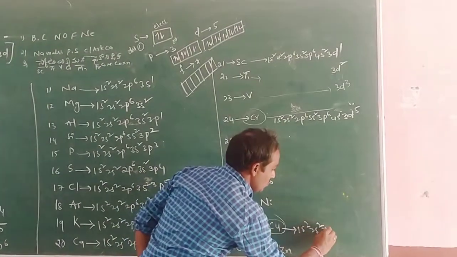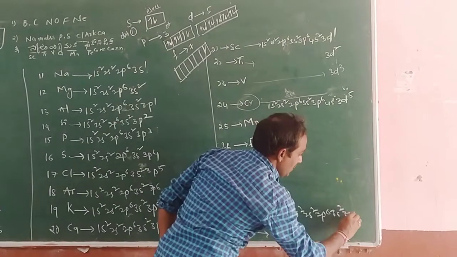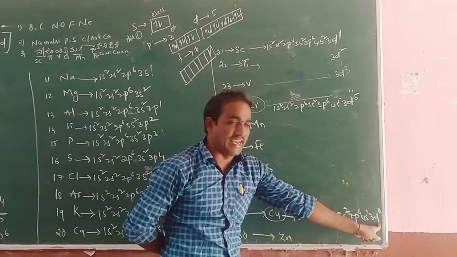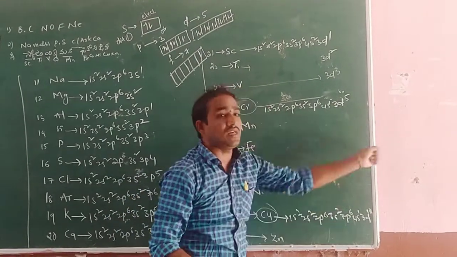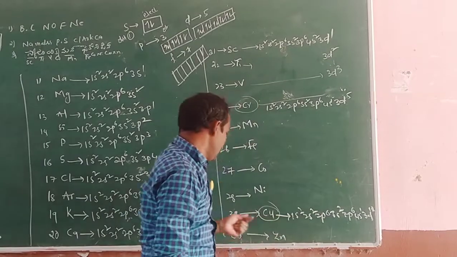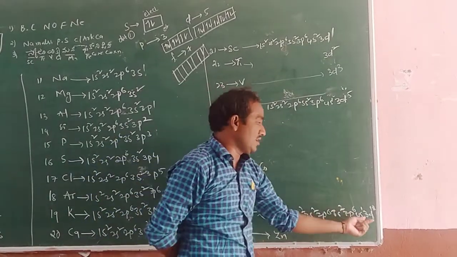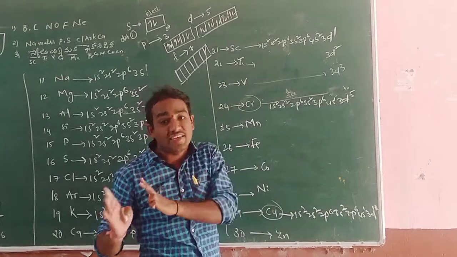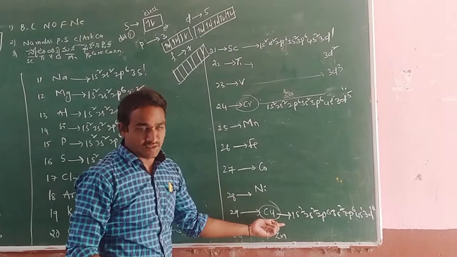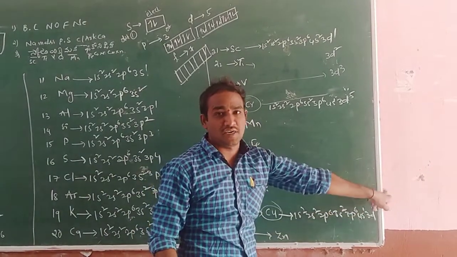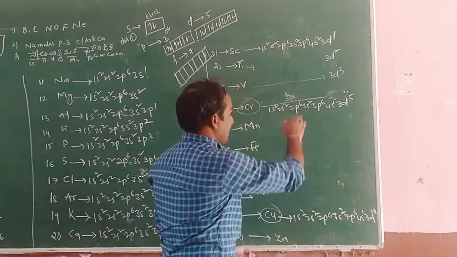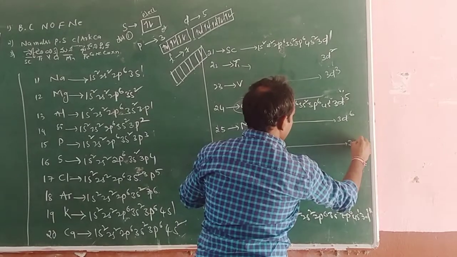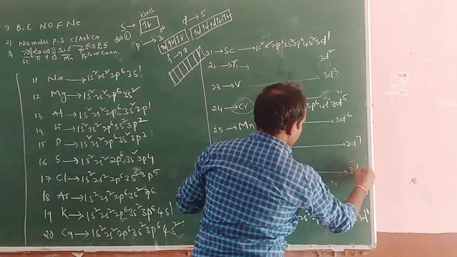Copper also: 1s2, 2s2, 2p6, 3s2, 3p6, 4s1, 3d10. Actually it would be 4s2, 3d9, but one electron is shifted to the 3d orbitals. That is chromium and copper. The maximum number of electrons in d is 10, and when there are 10 electrons, copper gains high stability. That's why one electron is shifted to 3d10. The remaining elements similarly have 3d6, 3d7, 3d8.